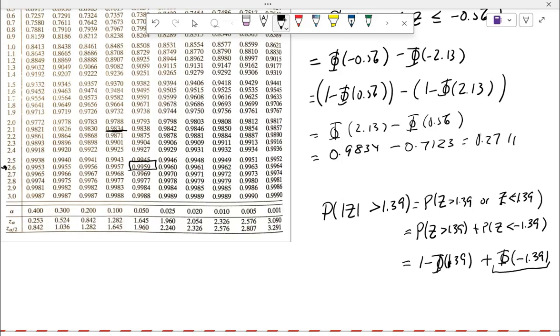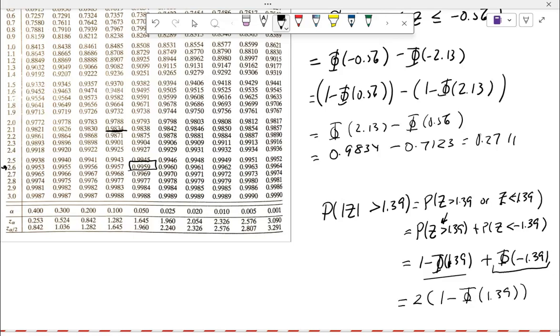What's this one also going to be? 1 minus the same thing, right? So that's 2 times 1 minus phi of 1.39, because there's 2 of them now. And then you can go get that number in the table. Yes. Is this in terms of the CDF right here? What do I have to do for the CDF? I got to do the complement, right? Yep, I got to flip it.